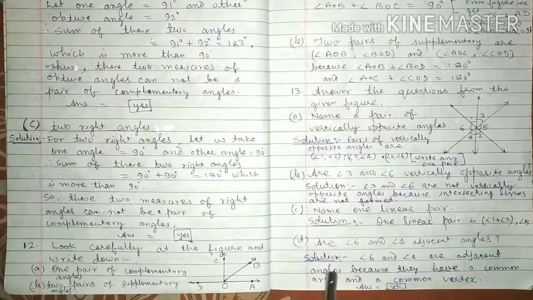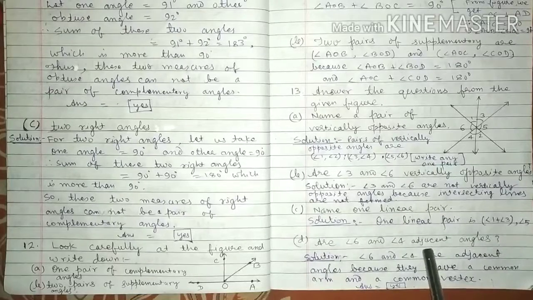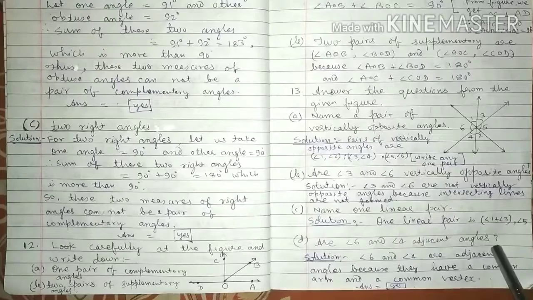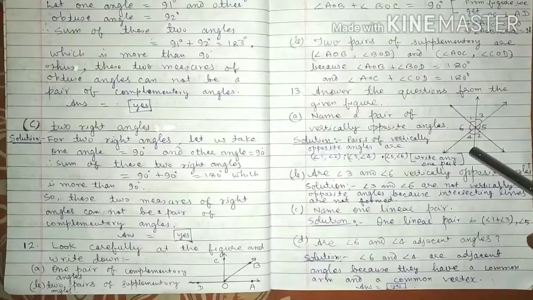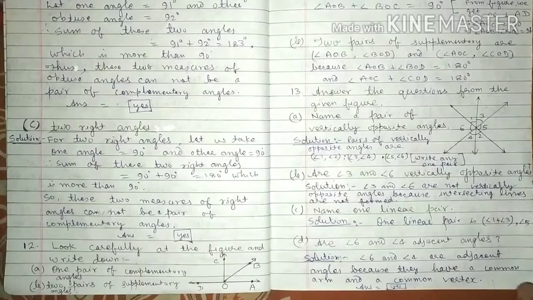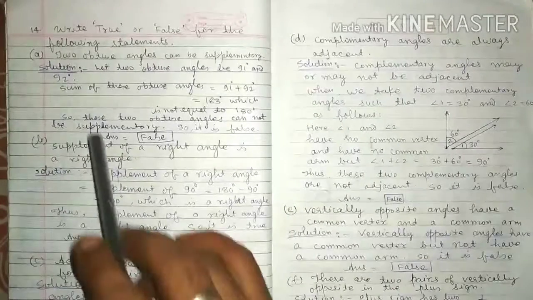Now question number D. Are angle 6 and angle 4 adjacent angles? For the solution of this question, we write angle 6 and angle 4 are adjacent angles because they have a common arm and a common vertex. Answer is yes.